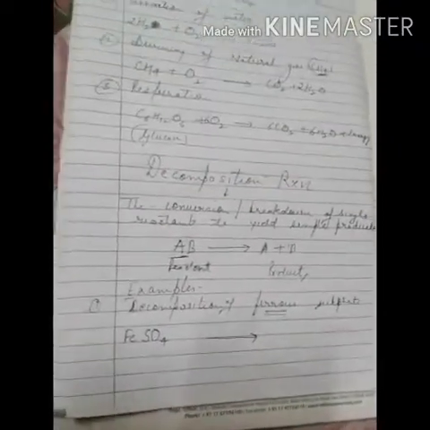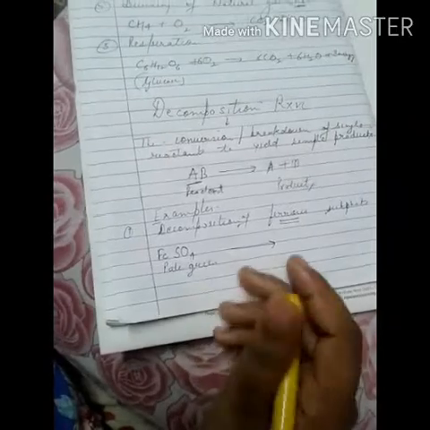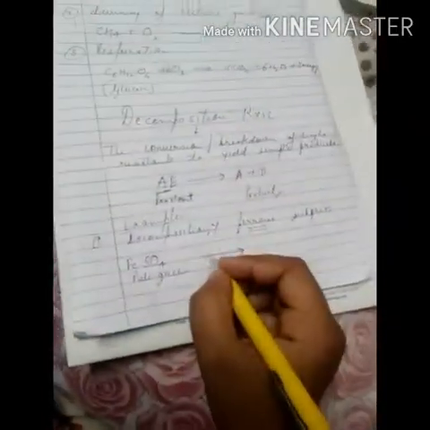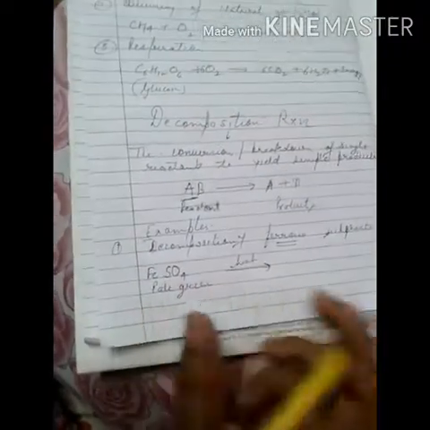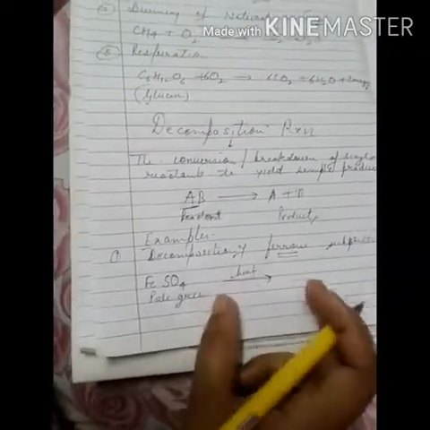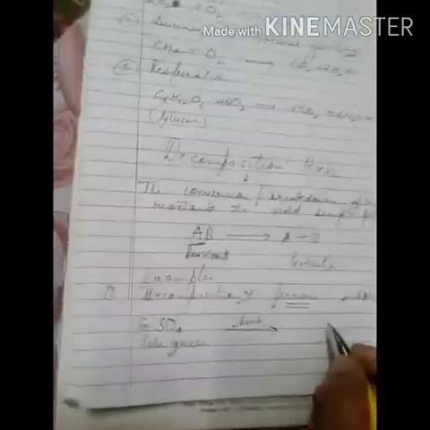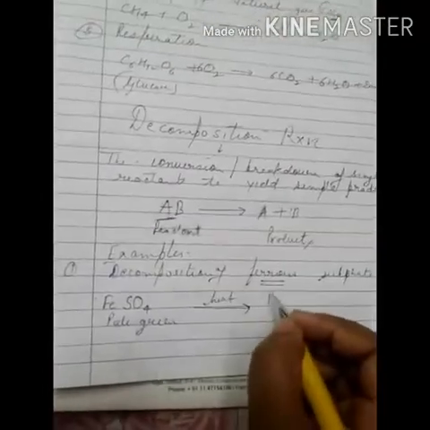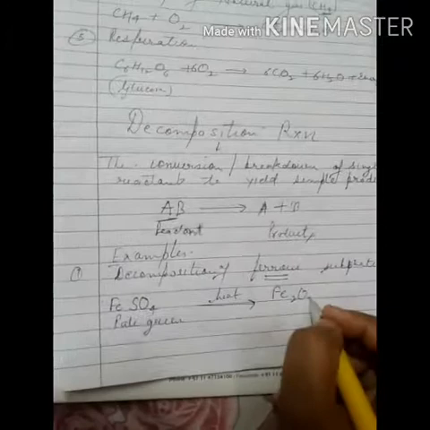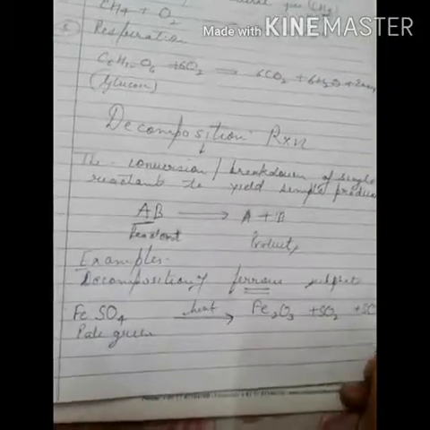The important point which we have to keep in mind is that ferrous sulfate is of pale green color, means it is of very light green color. So when we take a pinch of pale green ferrous sulfate in a test tube and start heating it, what will happen? This bigger complex will start breaking down. When it breaks down, it is going to yield Fe2O3 plus evolution of two gases.